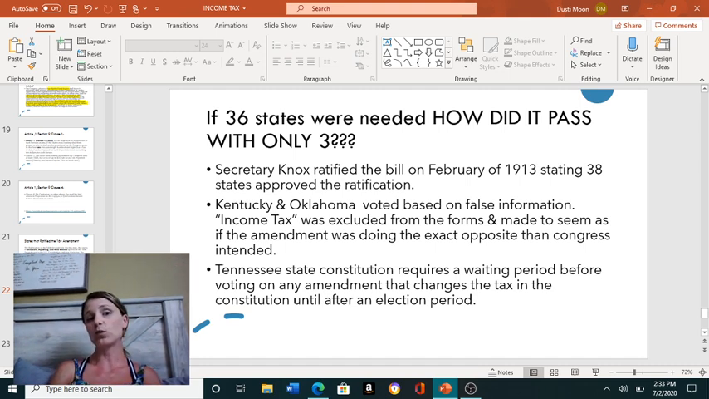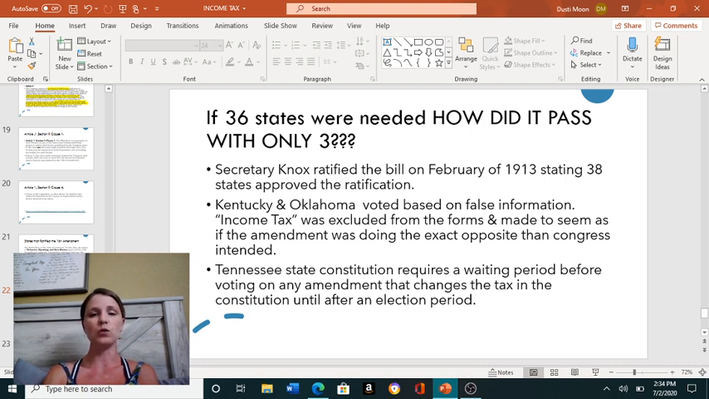Now, if you take Kentucky and Oklahoma out, we're down to 36. Okay, so you think, okay, we still have 36. No, we don't. No, we don't. Tennessee. The Tennessee state constitution requires a waiting period before voting on any amendment that changes the tax in the Constitution until after an election period. This is a very good rule of the Constitution for states, because what this does is it allows a resting period. So if they're pushing through this amendment and it's for tax and they think it's going to solve problems X, Y, and Z, then if that's true, let's not rush on it. Let's give it a resting period, wait till the next election, and if this amendment seems as if it's the only possible solution, then we'll vote on it. Okay, well, Tennessee didn't.